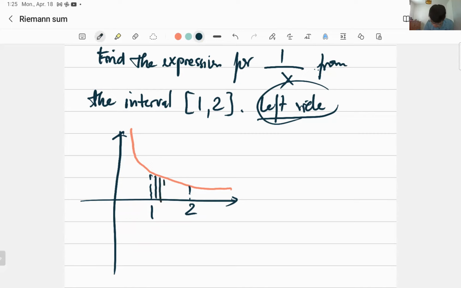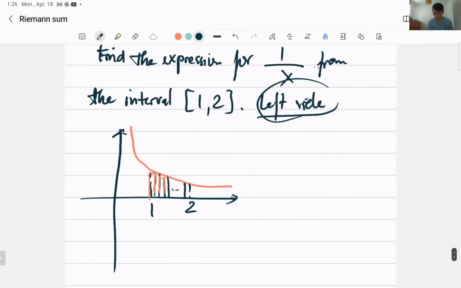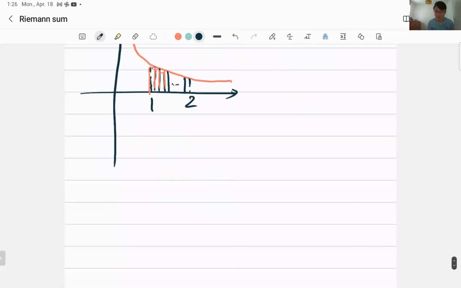So let's divide this into rectangles, and of course we're measuring on the left side. So this, right, not this one, not this one. My bad. We're going to estimate everything from the left side. So here, right here, here. Now, of course, again, I'm saying we're drawing the graph, but it's not that big of a deal. And so how are we going to find the expression for this one?